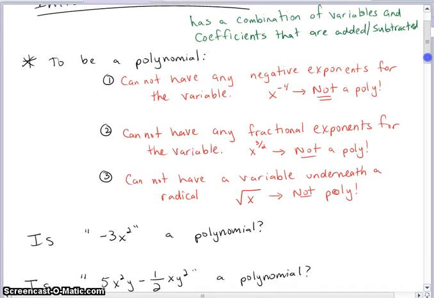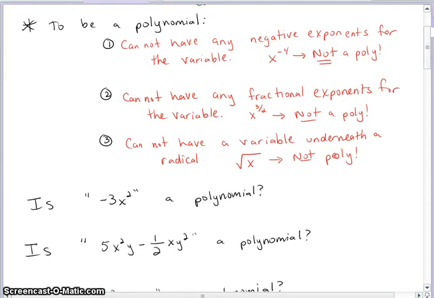So let's check some things. Is negative 3x squared a polynomial? So really I'm looking for, if I look back at number 1, can't have any negative exponents. Does this have a negative exponent? Nope, so we're okay with that rule. Can't have any fractional exponents. Is 2 a fraction? Nope, so we're okay there. And it can't have a variable underneath a radical. Is this variable under a radical? Nope. So since it passed all of these things, it doesn't make any of those true. That means it is a polynomial.